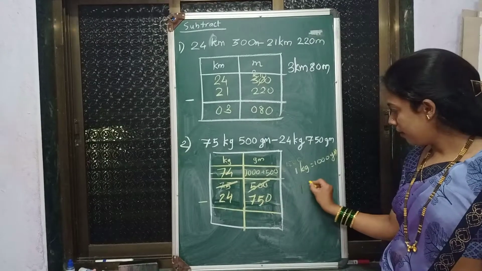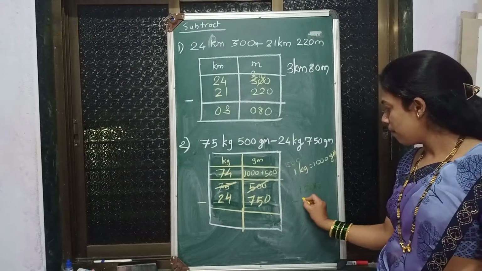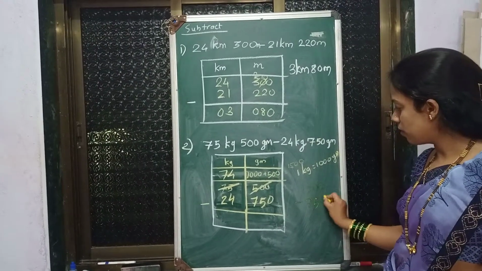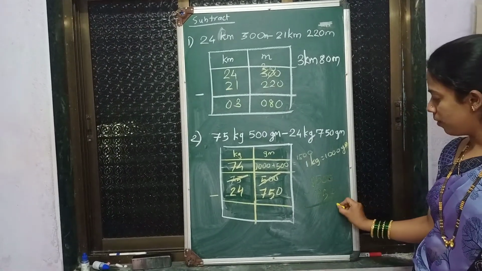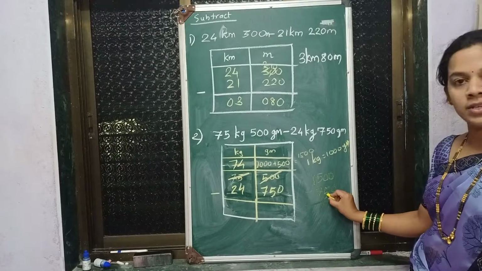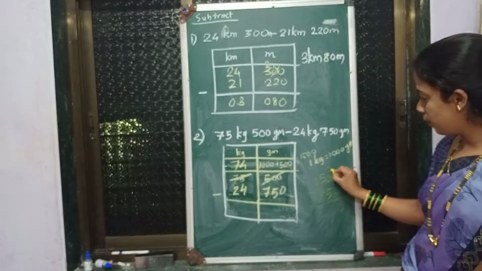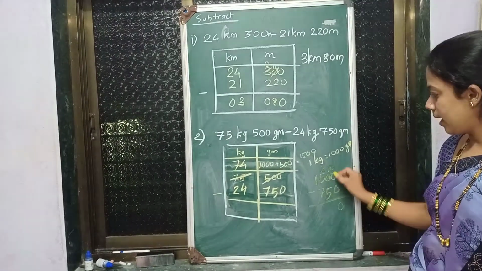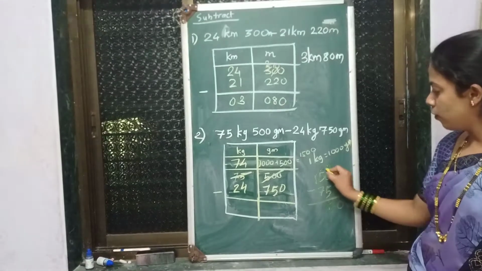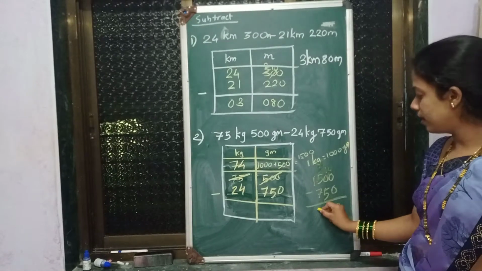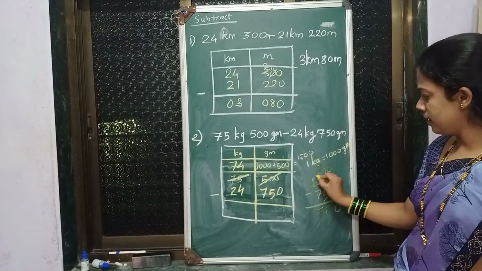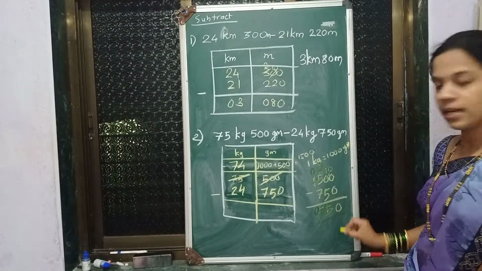Yes. 1500 minus 750 is possible for us to do. So 0 minus 0 is 0. 0 minus 5 is not possible. So what you will do? You will do 10 and this will be 4. 10 minus 5 is 5. 4 minus 7 is not possible. So this will be 14. 14 minus 7 is 7 and this will become 0. So answer is again 750.